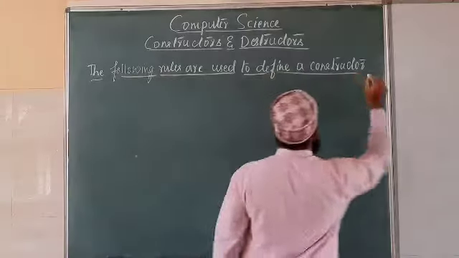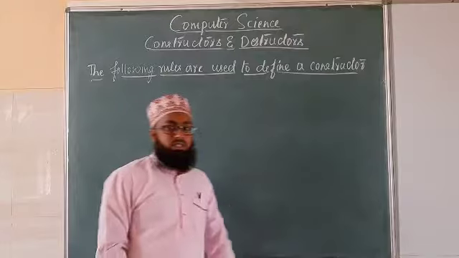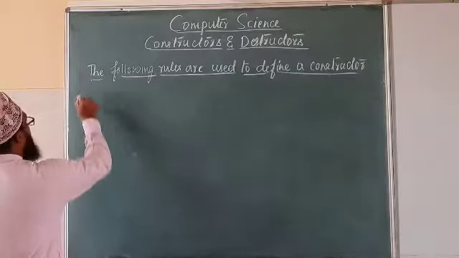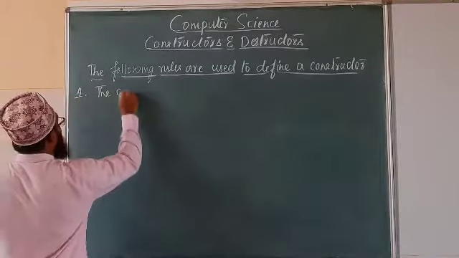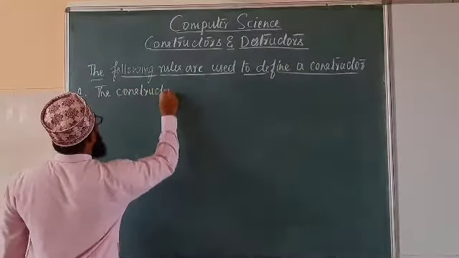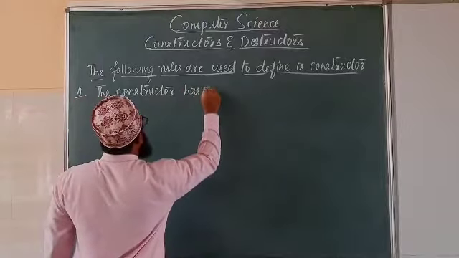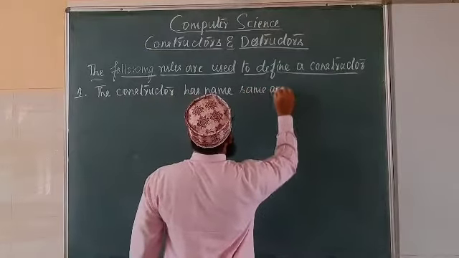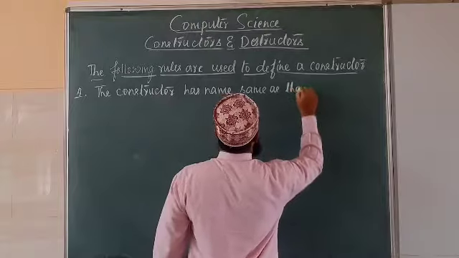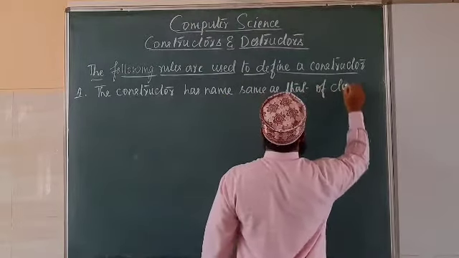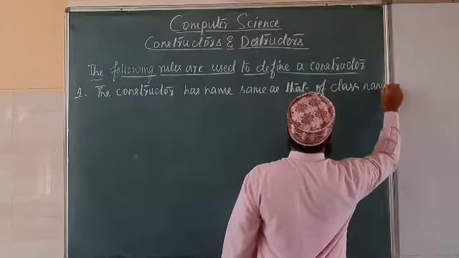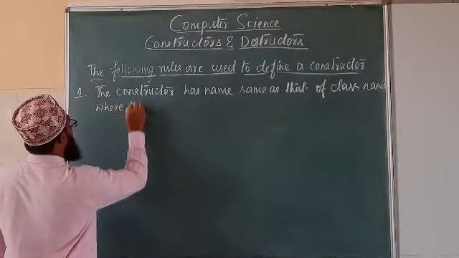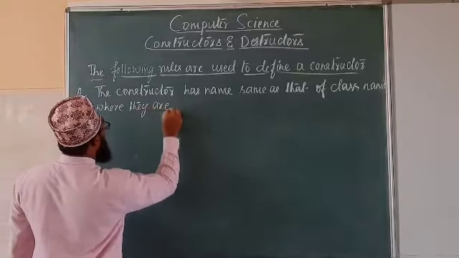This is important from your examination point of view. You may get this question for 3 minutes. Write the rules for defining a constructor. Okay, the first point here is the constructor should have a name same as that of the class name where they are defined.